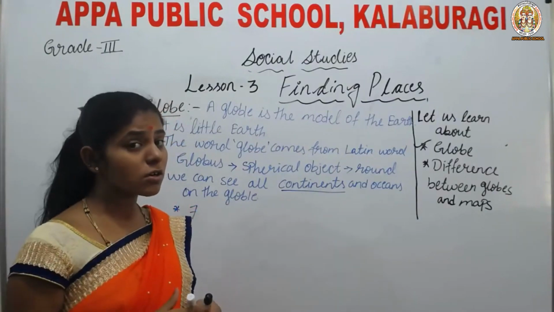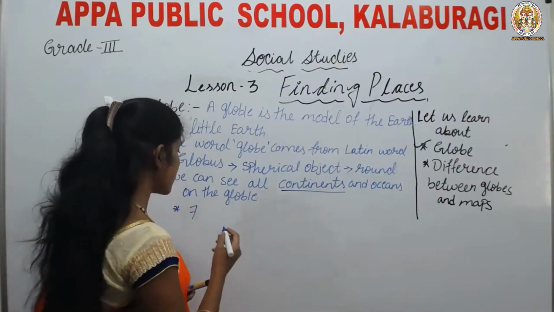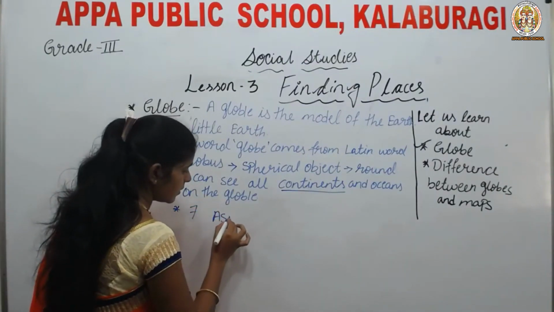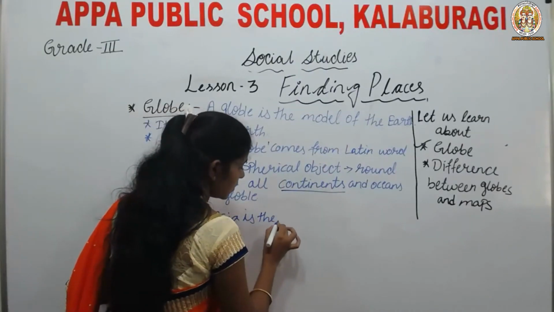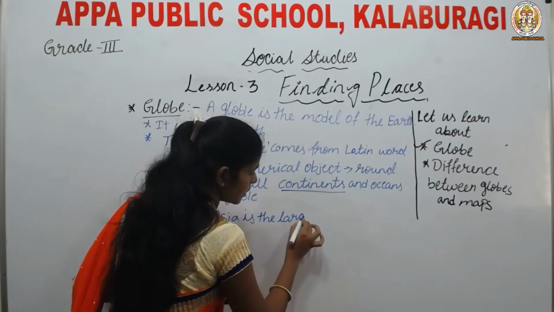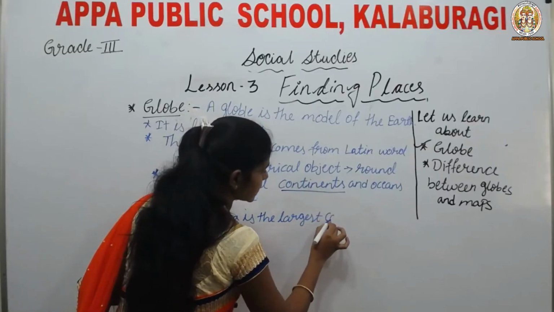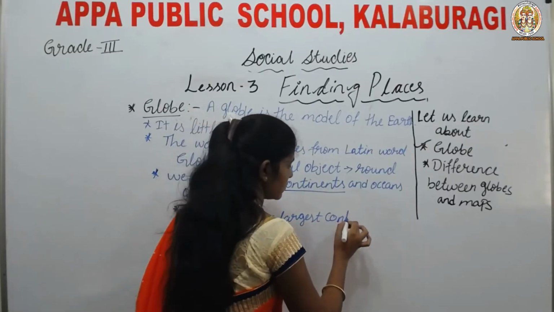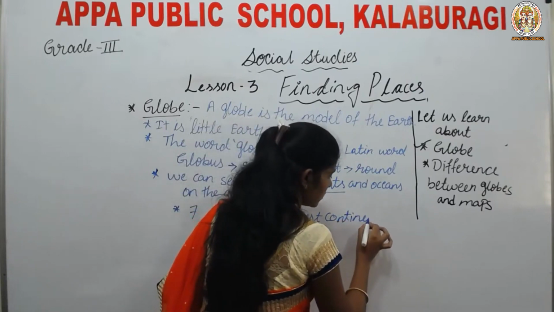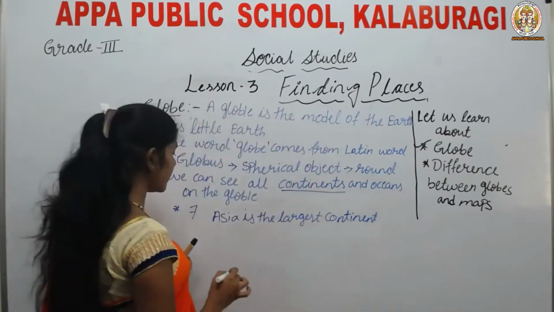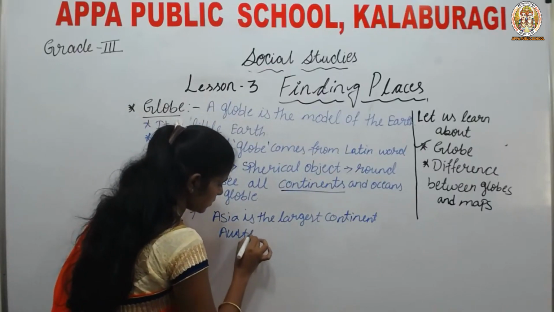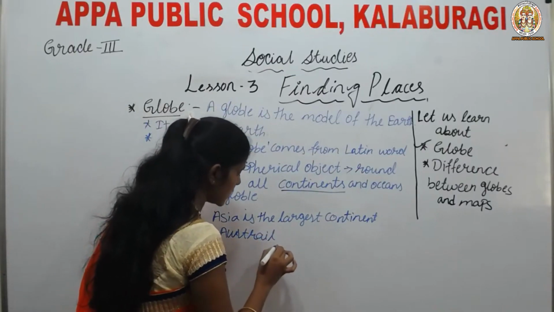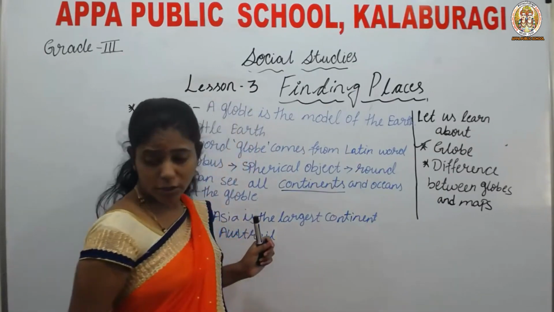Which is the largest continent? Asia is the largest continent. And which is the smallest continent? Australia is the smallest continent.